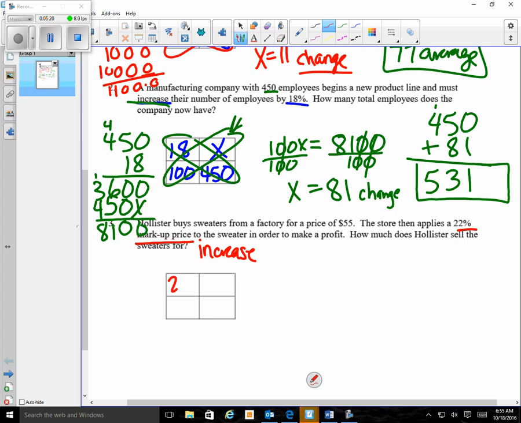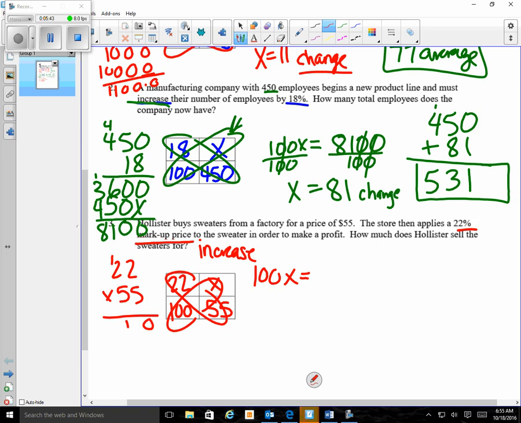So we're going to do 22 over 100, and I'm going to do X over my 55. So I'm going to cross multiply. I'm going to get 100X. You should see a pattern here. You should know that every time you do this, you should get 100X because you were solving for a piece. And I'm going to multiply 22 times 55. Okay, and I get 1,210.